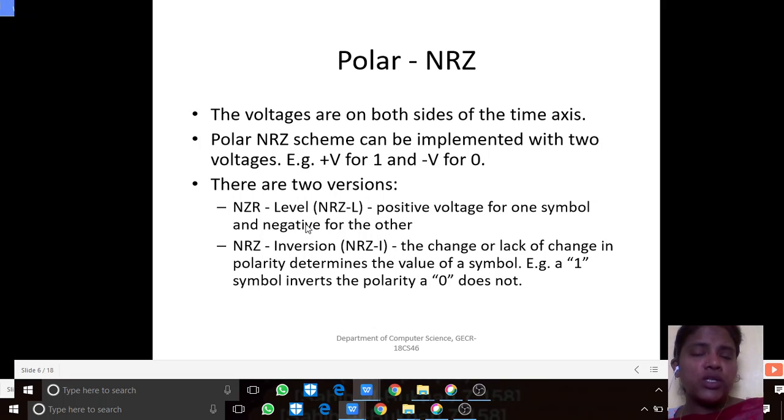What are these two versions of polar NRZ? In NRZ-L, a positive voltage is used for one symbol and a negative voltage for the other symbol, hence it is called NRZ level. In NRZ inversion, the change or lack of change in the polarity determines the value of the symbol. For example, a 1 symbol inverts the polarity, and a 0 does not. So this is what changes.